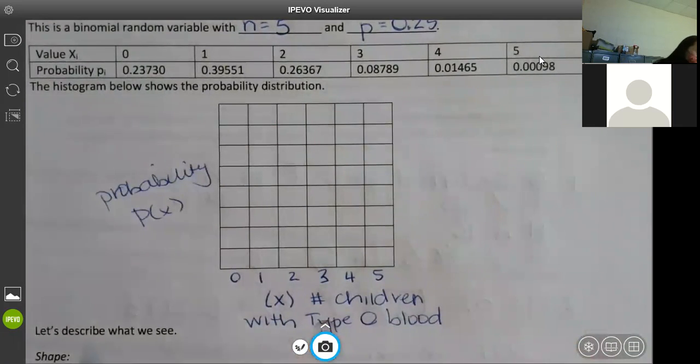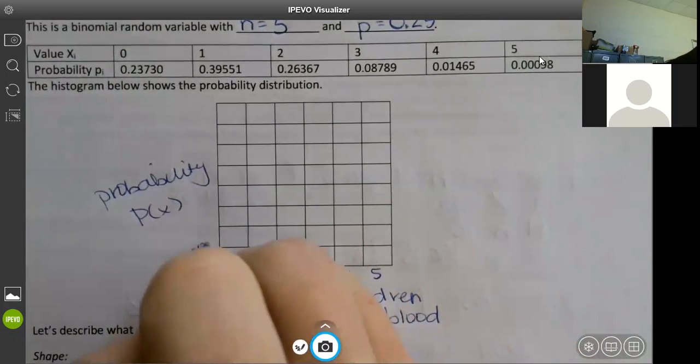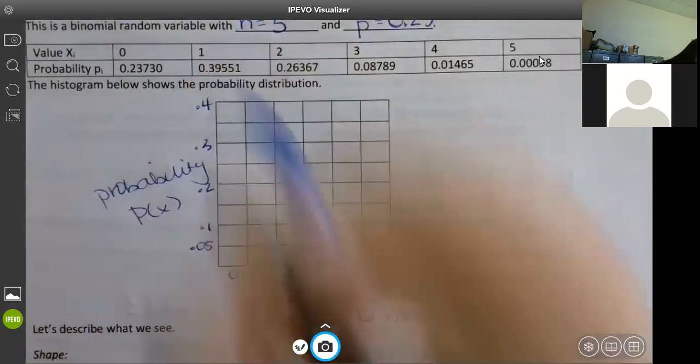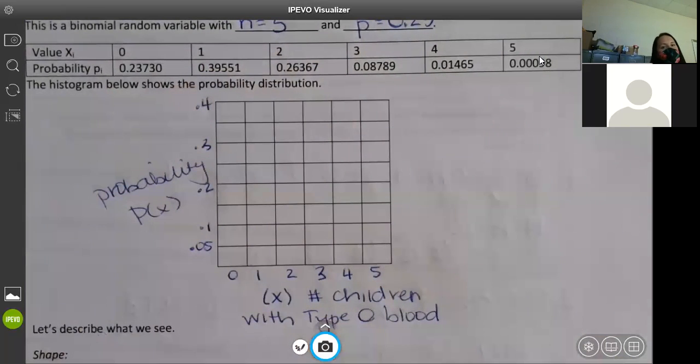Along the side, they did it by fives or 0.05, 0.1, 0.2, 0.3, 0.4. I just didn't want to put all the 0.05s. So you can do it at 0.15, 0.25, 0.35. I don't care.